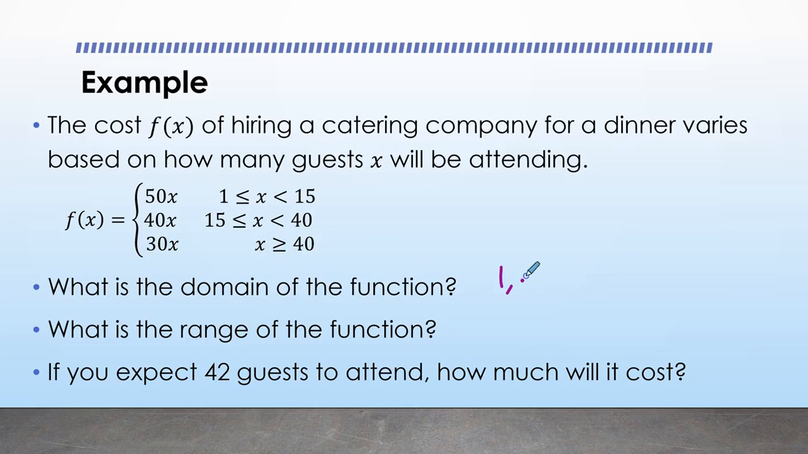Again, it seems kind of weird to say that we might have an infinite number of guests, but they just don't put a maximum on it. So they'll usually say however many you have. Really, they're going to run out of space in the venue before they run out of the ability to make dinners. So I am including the endpoint of 1, so I need to use brackets on that number.